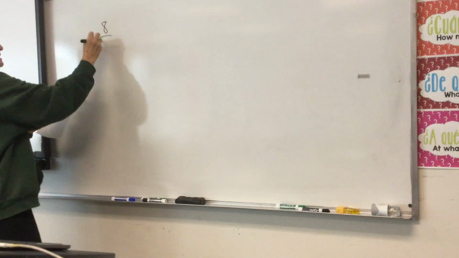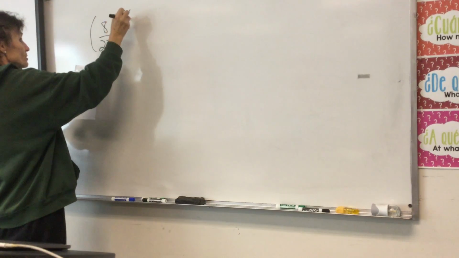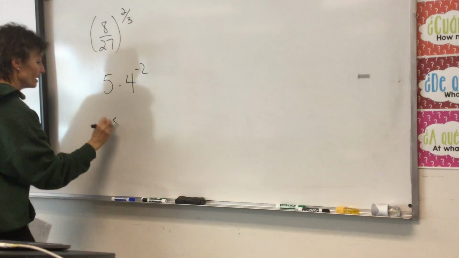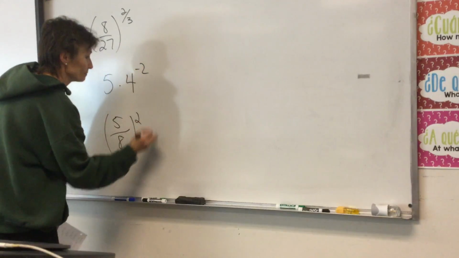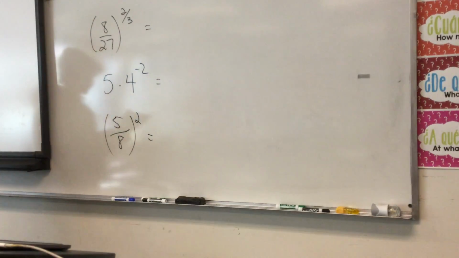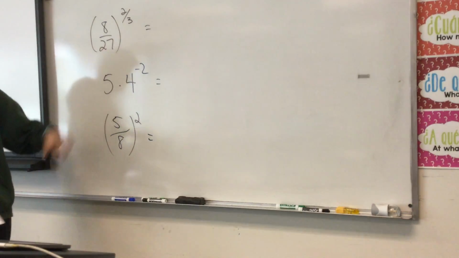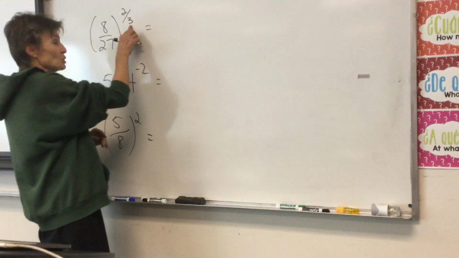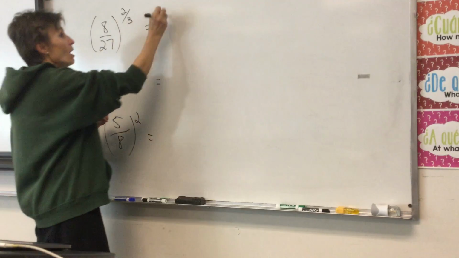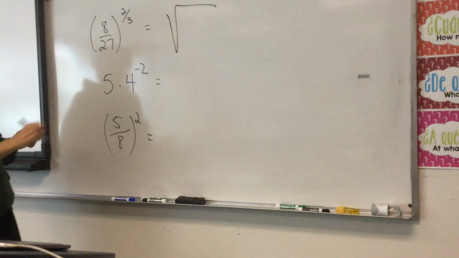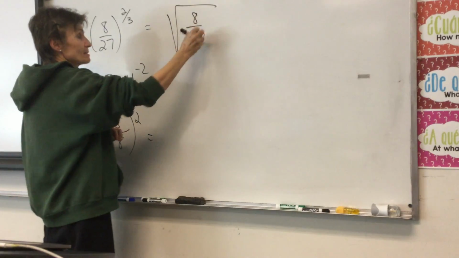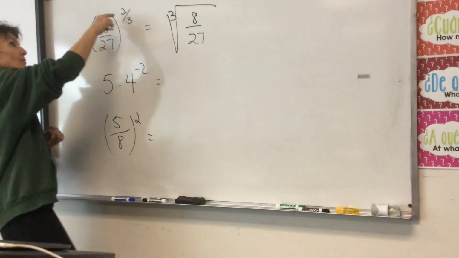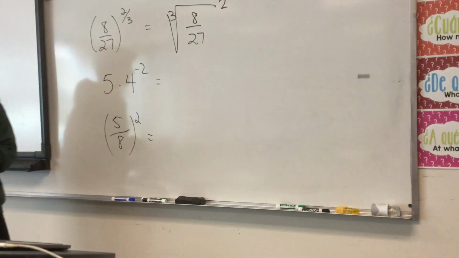All right, we have 8/27 to the 2/3, 5 times 4 to the negative second, and 5/8 squared. No negative, please don't flip, but there is a fractional exponent. A fractional exponent automatically means a radical. Under it will be 8/27. The denominator tells me which root I'm taking. The numerator tells me which power I'm taking.